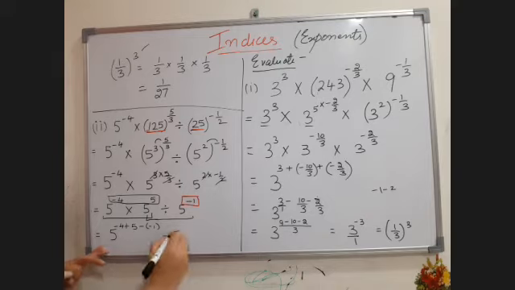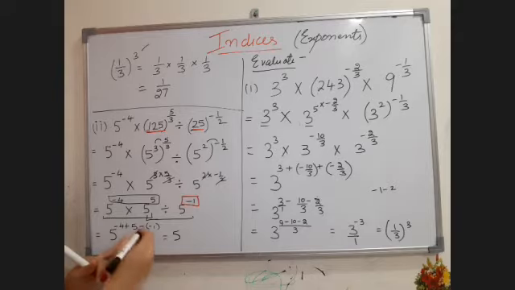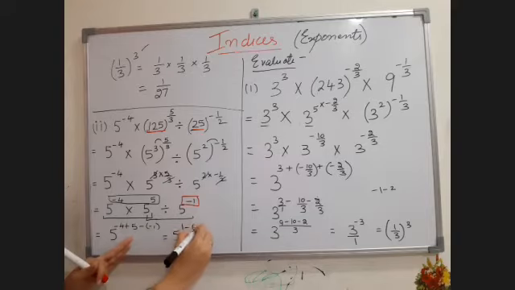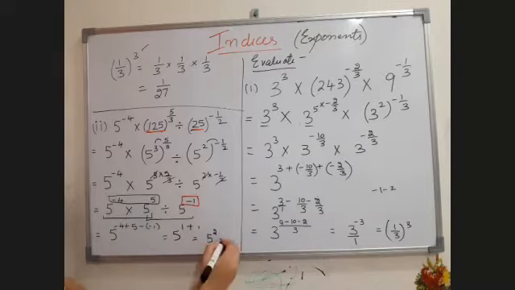No, ma'am. So 5 to the power minus 4 plus 5, minus of minus 1, so plus. 5 to the power 2. 5 to the power 2 is equal to 5 into 5, so it is equal to 25. Done, ma'am.